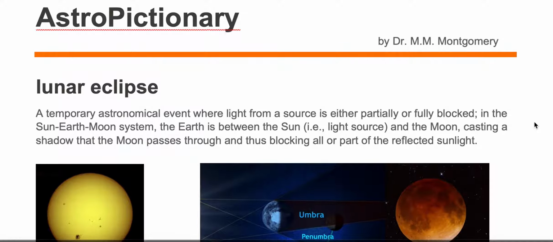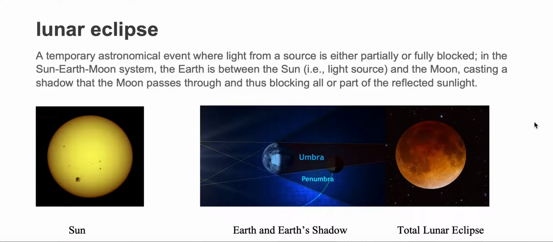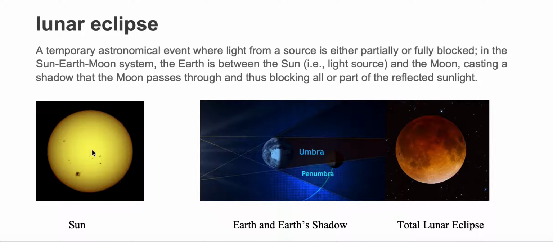Let's take a look at the lunar eclipse using the Sun-Earth-Moon system. On the left we have the Sun, in the middle we have the Earth, and on the right we have the Moon that we're looking at as a total lunar eclipse.